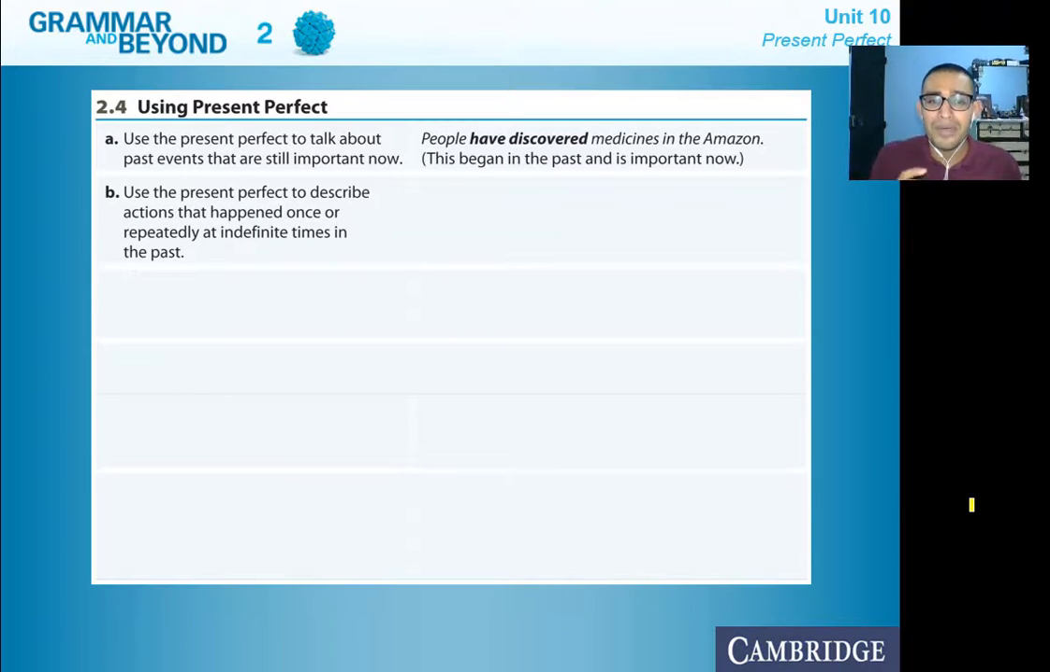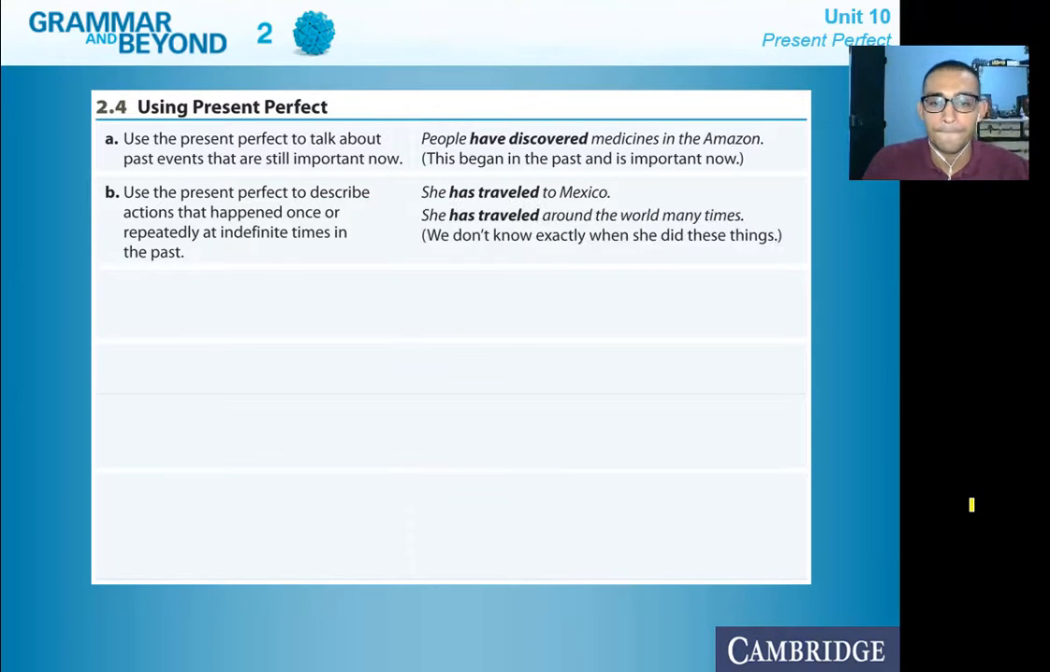Then we have the other one. Use the present perfect to describe actions that happened once or repeatedly at indefinite times in the past. She has traveled to Mexico. This means that she has traveled to Mexico many times. We don't know how many times, but it has been an action that has been occurring repeatedly, okay? She has traveled around the world many times. We don't know exactly when she did these things. Again, the time here is not important. We don't have specific time expressions here, as in the simple past.